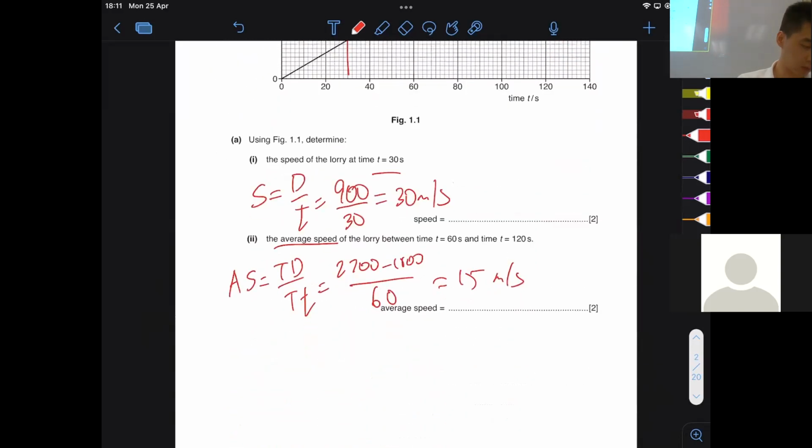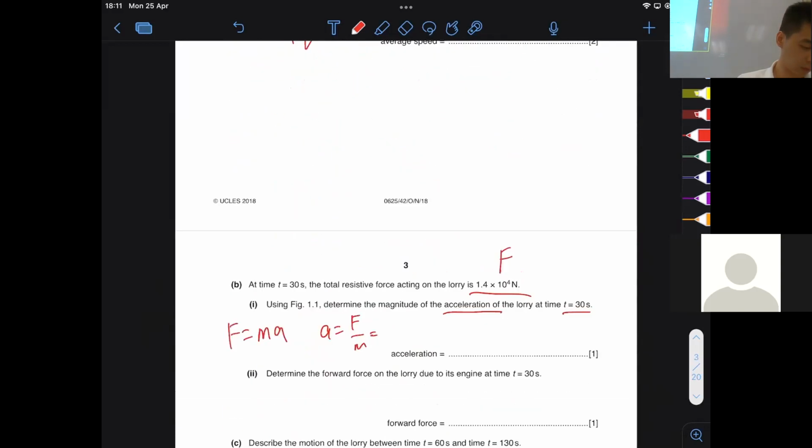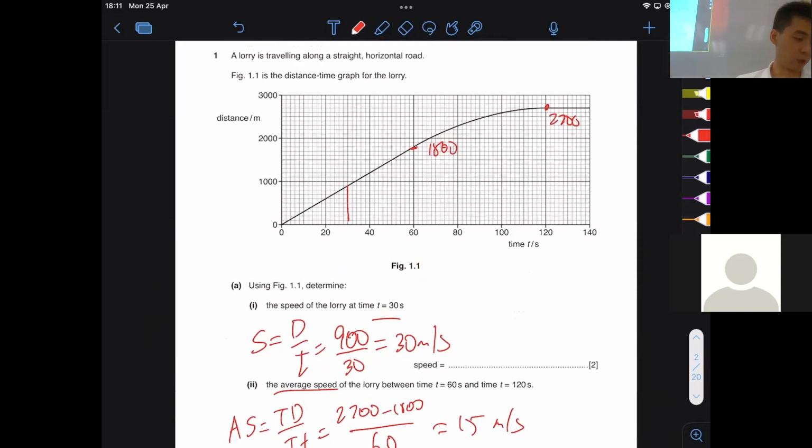30 seconds. Where about acceleration at 30 seconds? If you look at this question here, the distance time graph here is a straight line, right? If a distance time graph gives you a straight line, it means the speed is constant. If the speed is constant, then obviously the acceleration will be 0. Very good. That's why they only give you 1 mark.